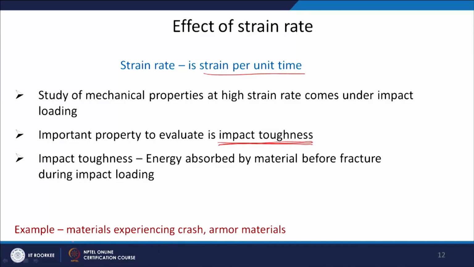If it absorbs more energy, then it will transmit less energy into the cabin, and you will be saved. Nowadays, if you see some automobile advertisements, they actually tell you that they are using very high strength steels to improve the crashworthiness of the material. Those materials will be able to absorb more energy during deformation. Impact toughness is basically the energy absorbed by the material before fracture during impact loading. For example, materials experiencing a crash, or armor materials, also have to have good impact toughness.